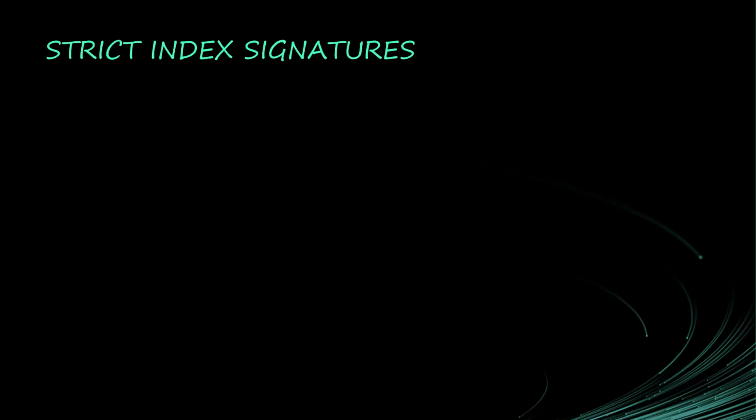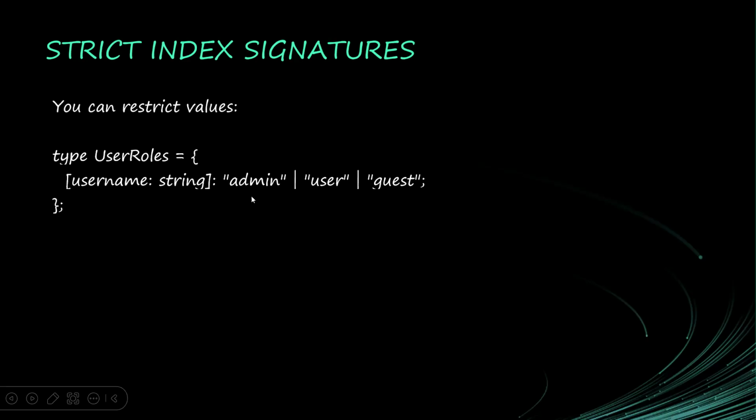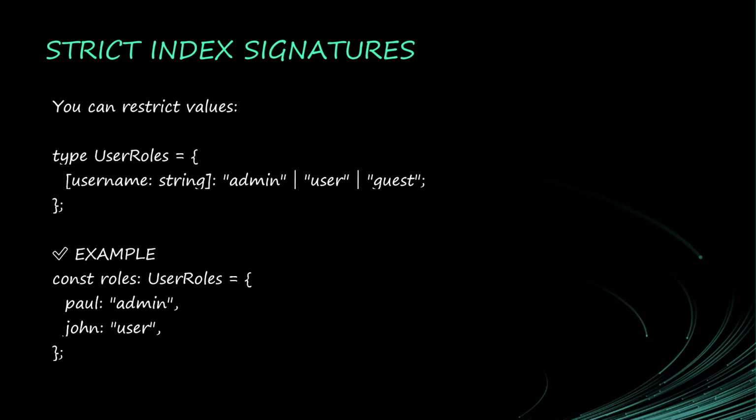So if you want to make your index signatures to be more strict, what do you do? You can use the values. You can give it strict values. You can restrict the values. It can be admin, user, guest, whatever it could be, single, married, whatever it could be. All right. So example is this.